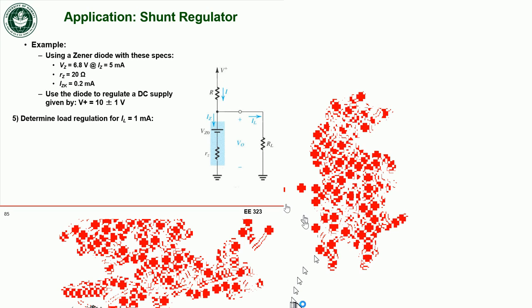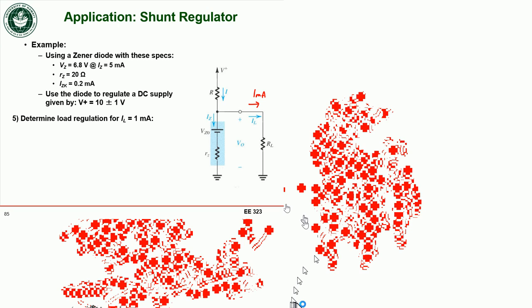Okay, for load regulation, that's going to be the change in the output voltage as I have a change in load current. So we need to solve for this at a particular load current. Okay, so we'll just make an assumption. I'm not making an assumption on the resistance of my load yet, but I'm just going to assume that this load current is going to be 1 milliamp.